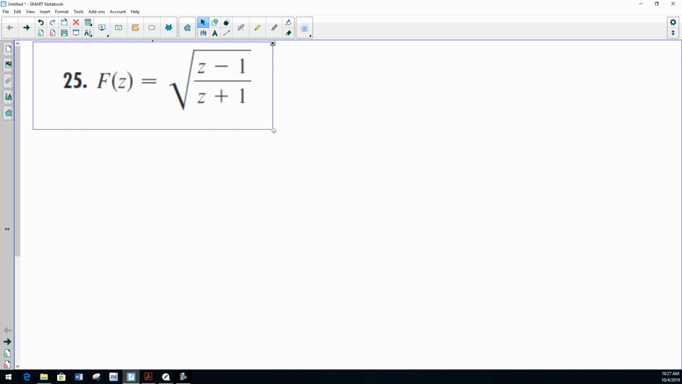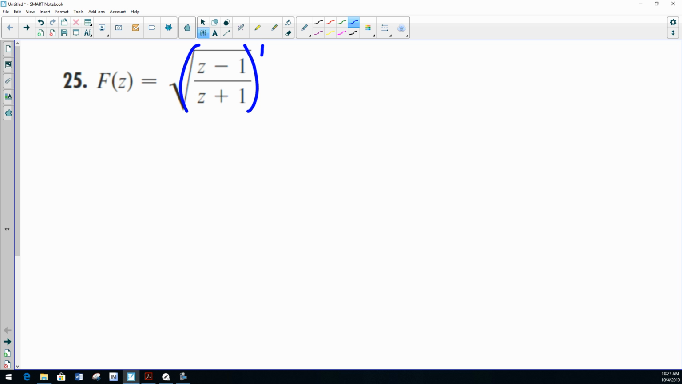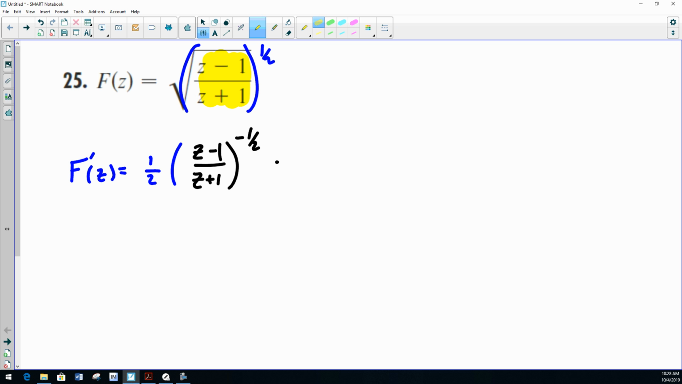Okay, first one. I would probably rewrite it as the half power, right? F prime of z equals 1 half, z, shoot, that's a z, z minus 1 over z plus 1 to the negative 1 half, times, now the quotient rule. So I took the derivative of the outside, now I have to take the derivative of the inside, and the derivative of the inside is the quotient rule, which is low d high minus high d low over low squared.